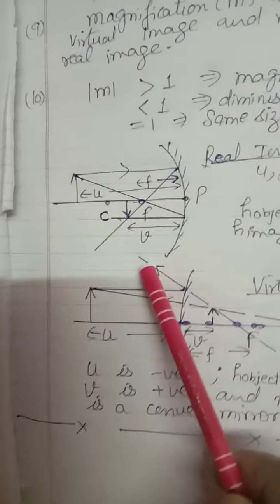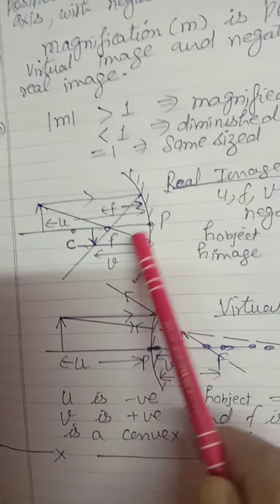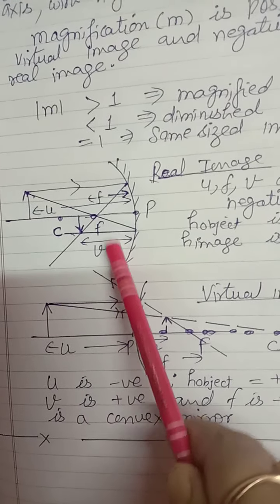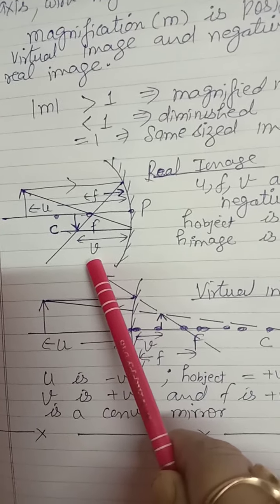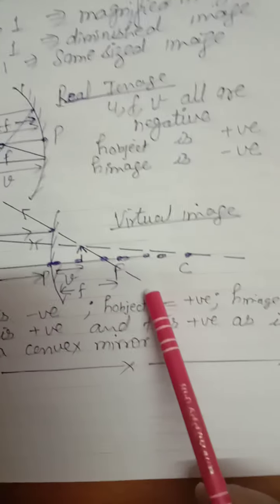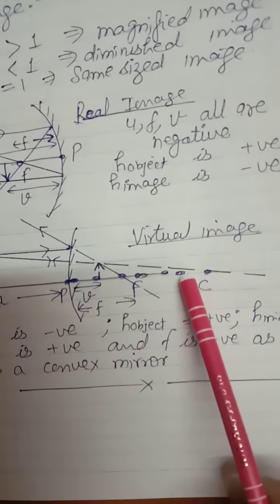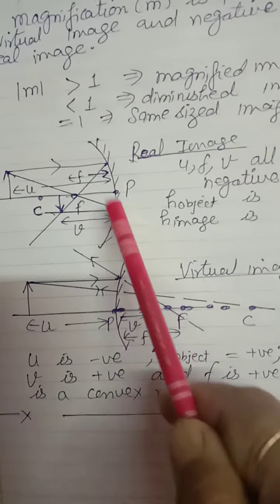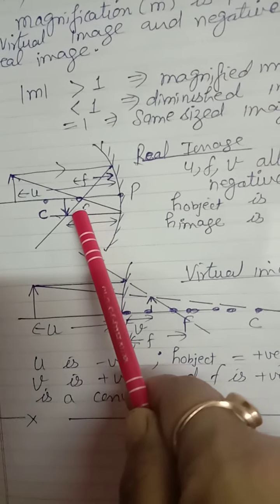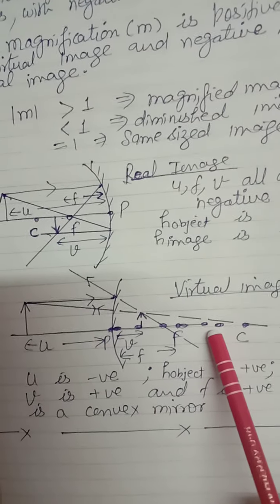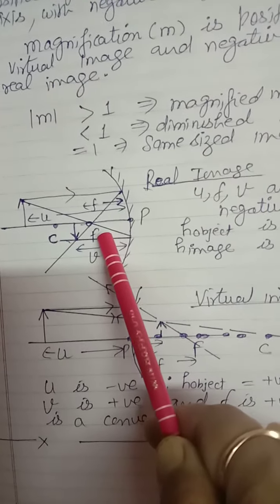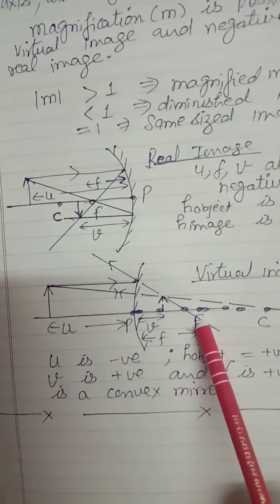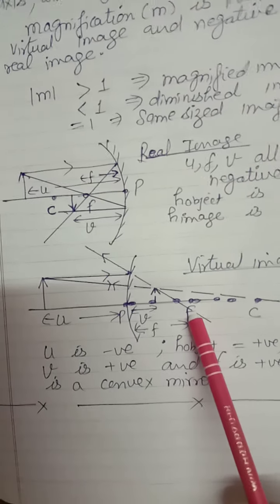Now image distance. Here we have taken a real image, and a real image is formed in front of the mirror. So for a real image, the distance, shown by small v, is taken with negative sign, but a virtual image lies on the other side, so its image distance has positive sign. The focus of a concave mirror lies on the left side and that of a convex mirror on the right side. So the focal length of a concave mirror is taken with negative sign and that of a convex mirror with positive sign.